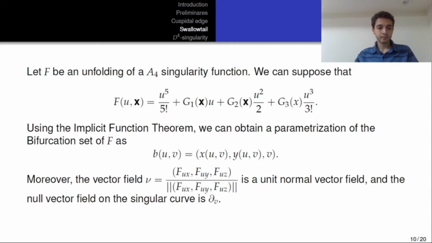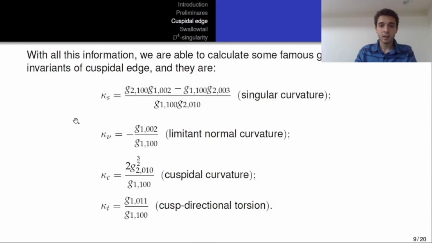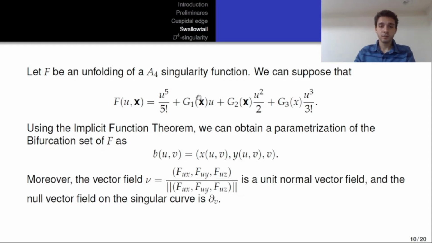Next, if you want to study the geometric invariants of a swallowtail, first we need to take an A4 singularity function, and as I said in this slide, I can suppose that the Morse family, the unfolding of my first function, is like this. Using the implicit function theorem again, we can obtain a parameterization of the bifurcation set of f, something very similar to the cuspidal edge. B(u,v) equals (x(u,v), y(u,v), v).